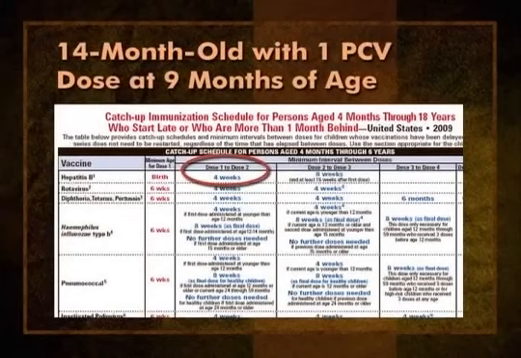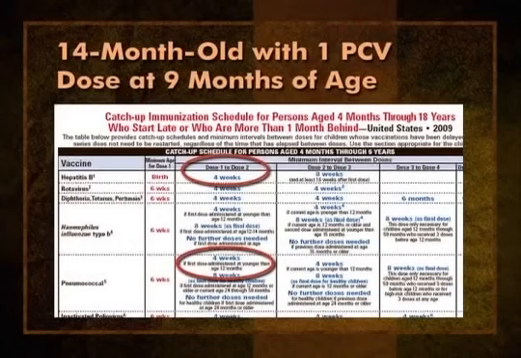Now, suppose you have a healthy 14-month-old child in your office who has a record of 1 dose of PCV at 9 months of age. The first question is whether the child needs any more doses of PCV. To determine this, go to the dose 1 to dose 2 column and follow it down to the pneumococcal row. There are 3 entries in the PCV row in this column. The one that applies here is the first one.